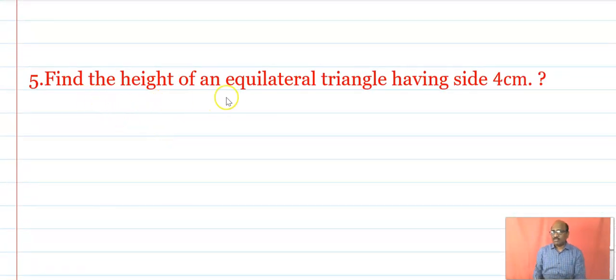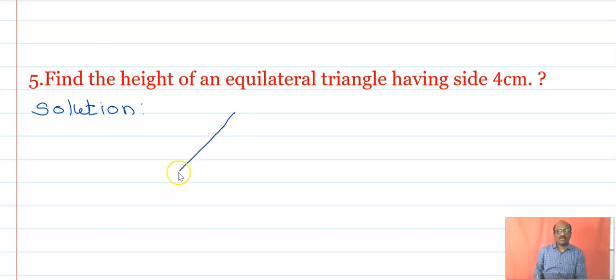Next question. Find the height of an equilateral triangle having side 4 cm. This is the solution. Now here we consider the equilateral triangle, and for it directly, you can also remember the formula here.